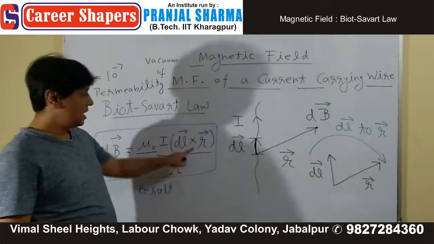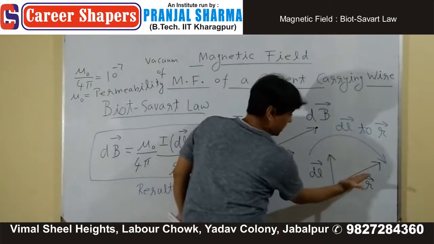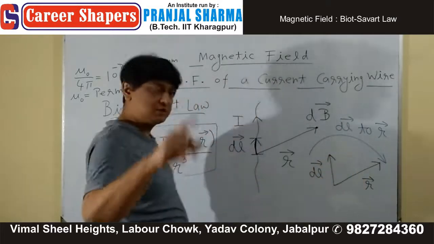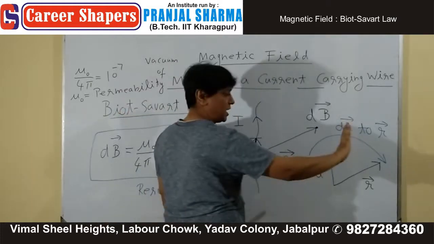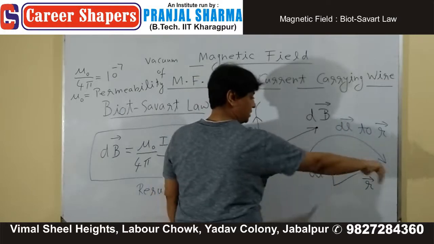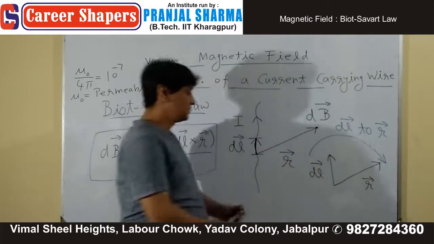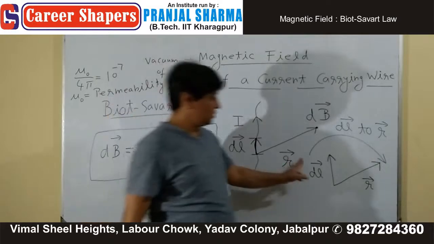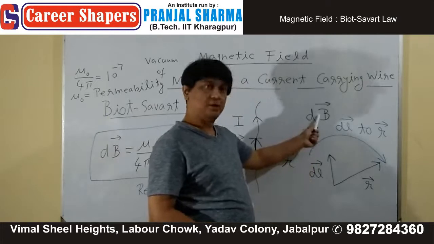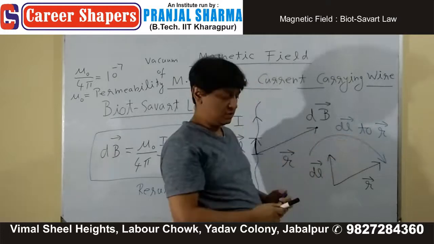Had it been r cross dl, then it should be like this: r to dl, thumb is pointing out. I request you to practice this in your notebook. Align your fingers like this along the dl vector. Make a curl. Now this curl tells you that dB, which is given by the thumb, is pointing inwards.